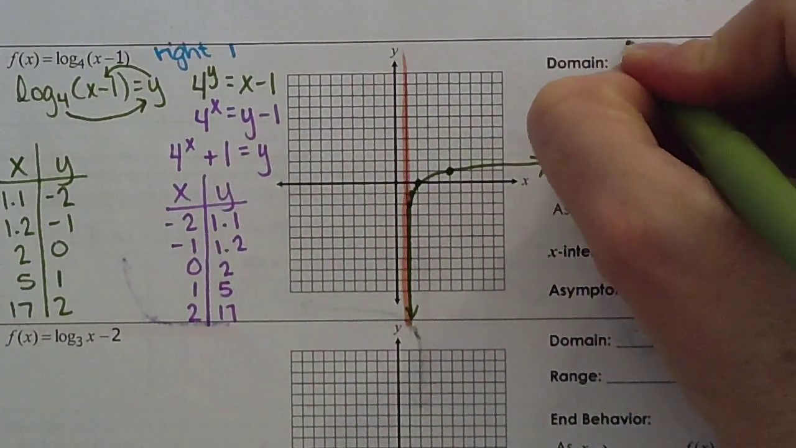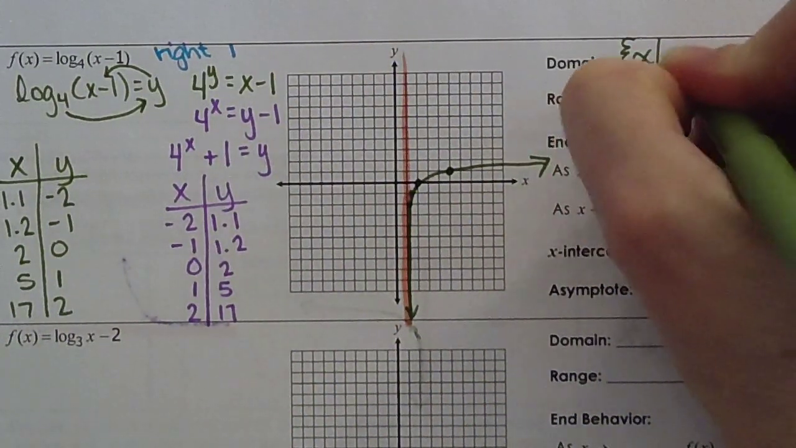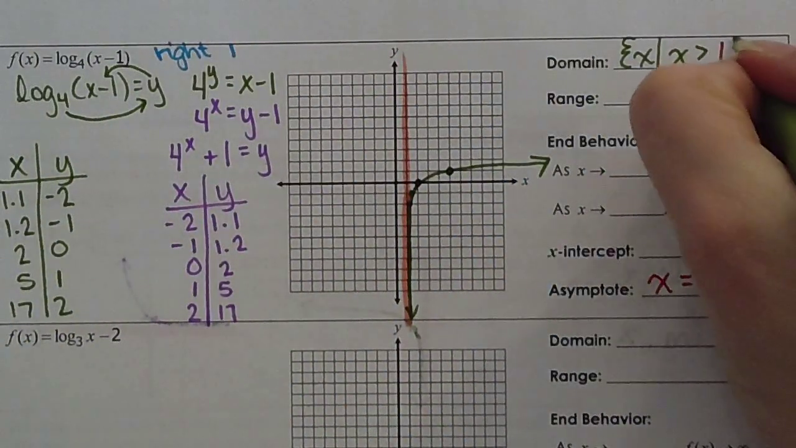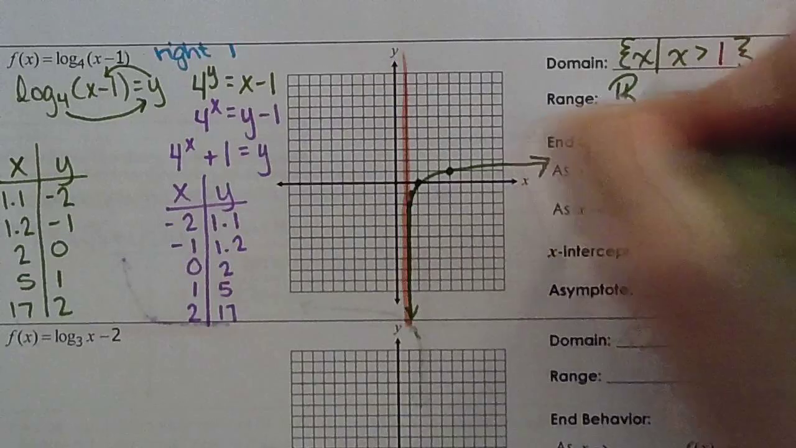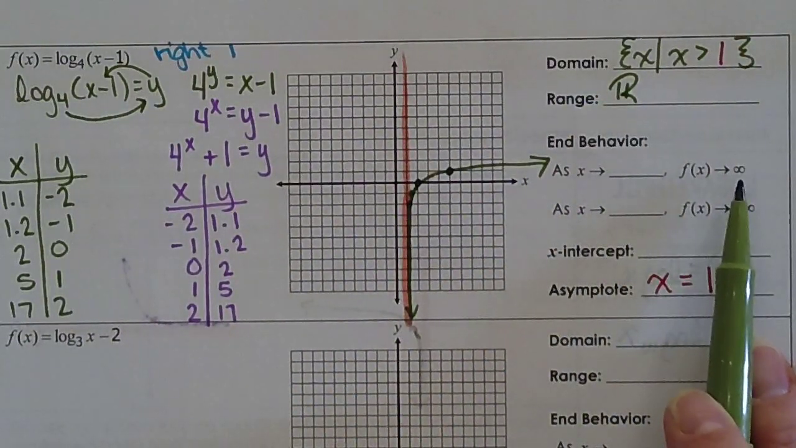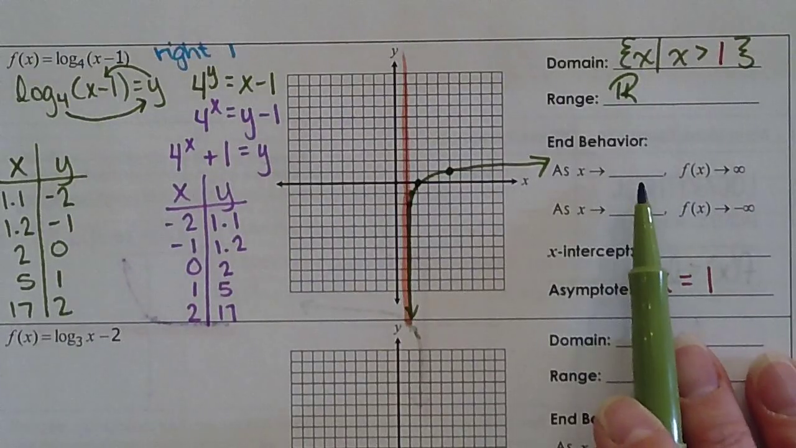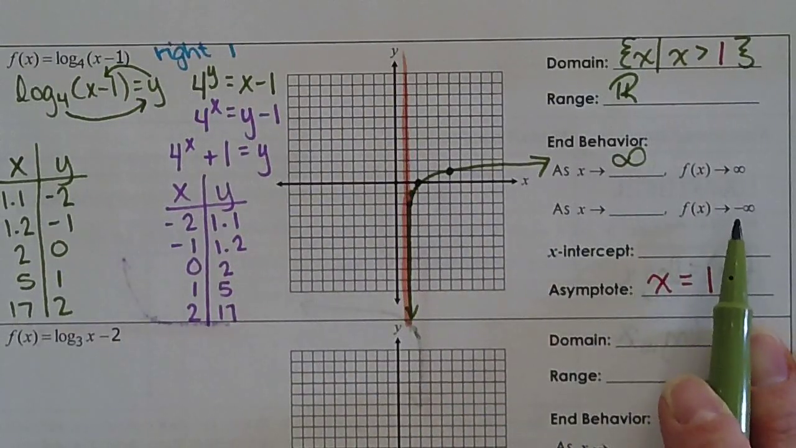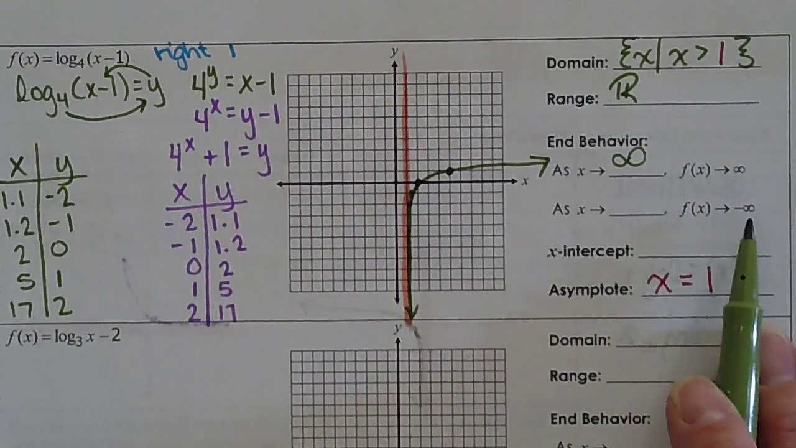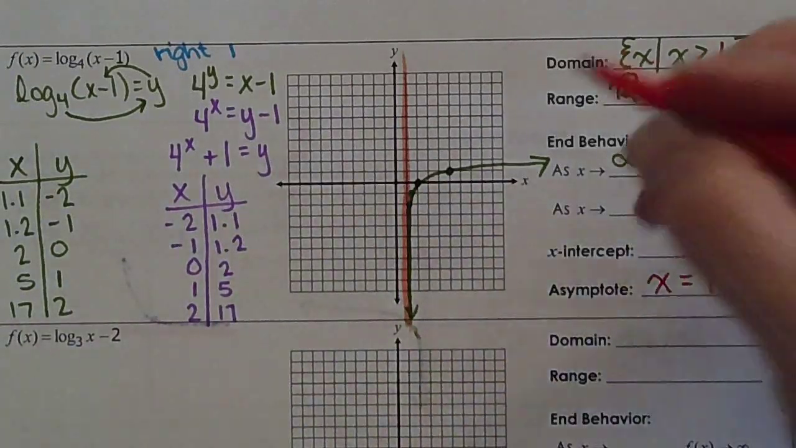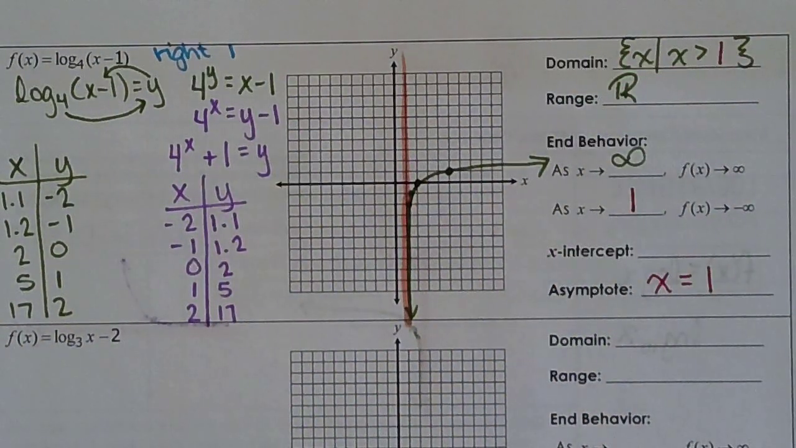That's going to affect my domain. X has to be greater than 1. Range is still all real numbers. Now my end that's going up is pointing out forever. Those x values are going to get bigger and bigger and bigger. But my end that's going down, f of x to negative infinity is down. That's the side that's on the asymptote, so I'm going to match its number to the asymptote.